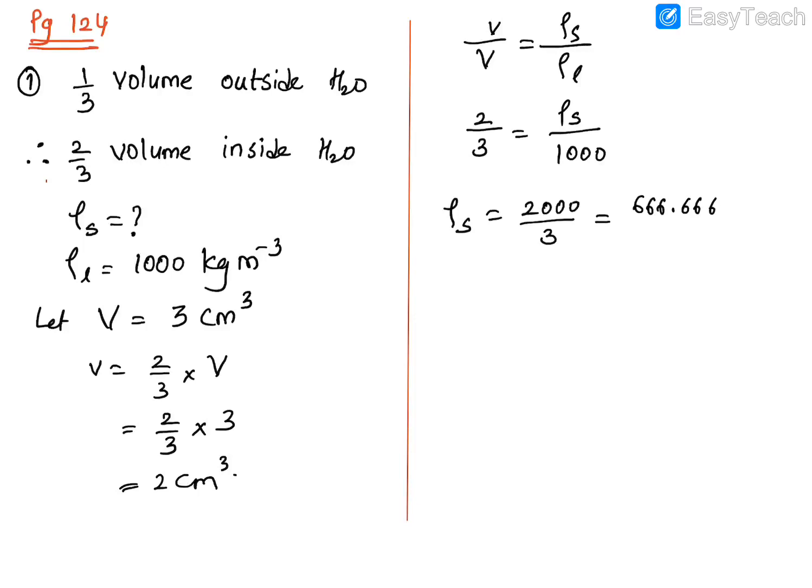666.666. But you can't write 3 decimal places. You'll have to write it as 666.67 kg per meter cube. So change the answer in the textbook. The answer is given wrong in the textbook, guys.